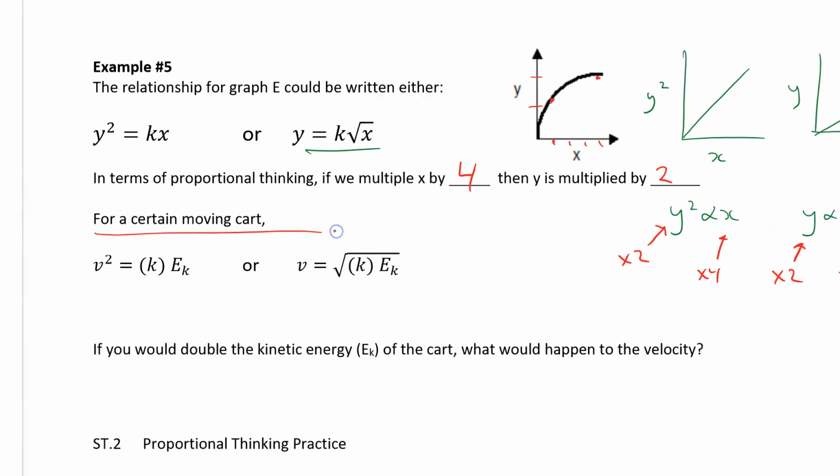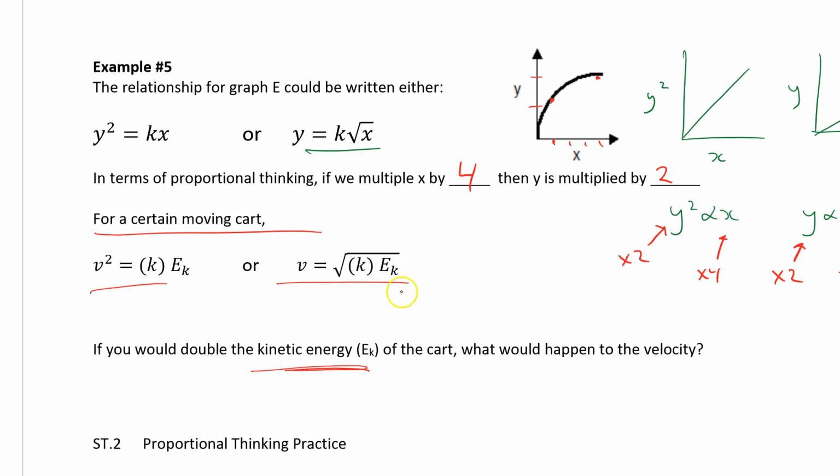For a certain moving cart, v squared, how fast it's moving, the velocity, is going to be equal to some constant times the kinetic energy. That's what this stands for. So that's one way of writing it, or you can write it this way too, with the square root of both sides. So both of those mean the same thing. We're just square rooting both sides.